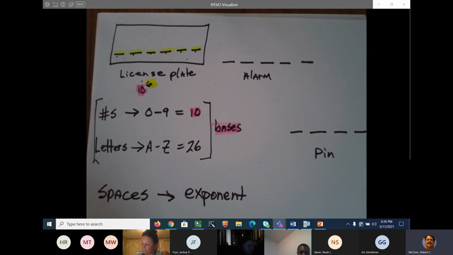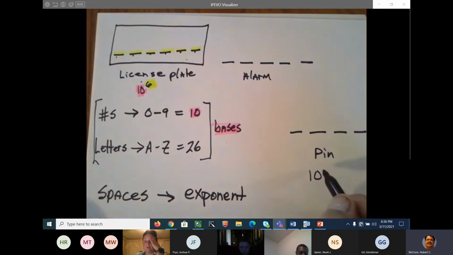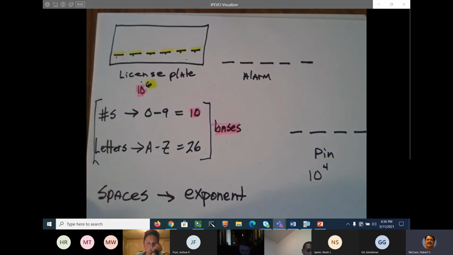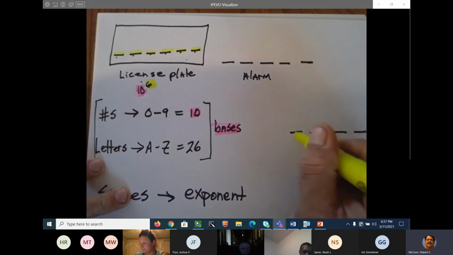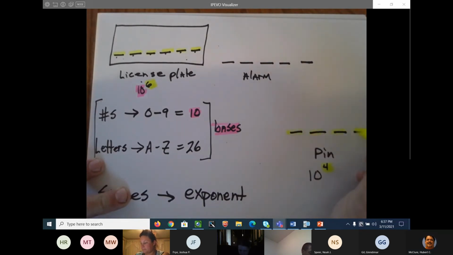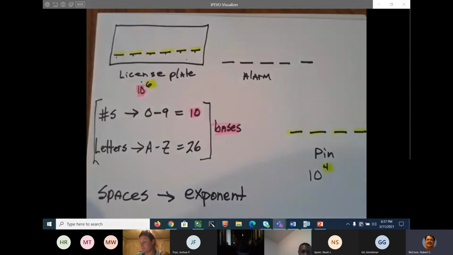All right, now somebody tell me, what do you use for your PIN number? Use 4. Do you use letters or do you use numbers? Numbers. So it's going to be 10 to the 4th. And I'm going to highlight those. Thank you, sir. So my 4 is my spaces, and my 10 is my base.